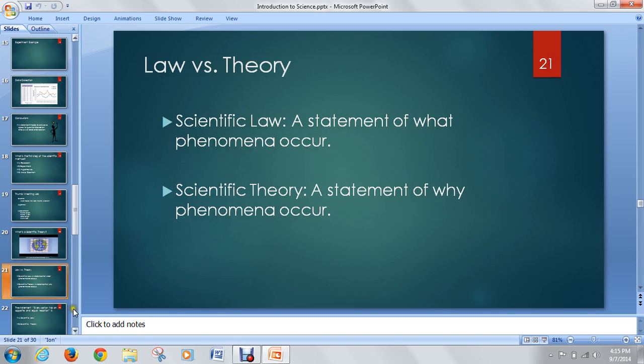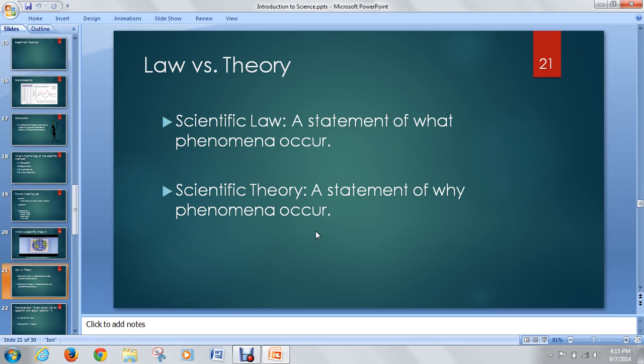Okay. Then we talked about the difference between a scientific law. So really simply, a scientific law is just a statement of what is occurring, while a scientific theory is a statement of why it's occurring. So for example, Newton's third law of motion says that every action has an opposite and equal reaction, okay, which is just a statement of what's happening. When an action occurs, a reaction is going to occur with it. Okay, whereas a theory is going to state why.